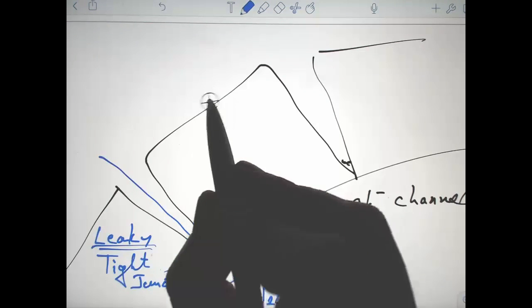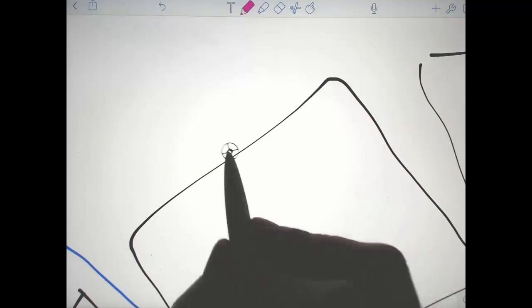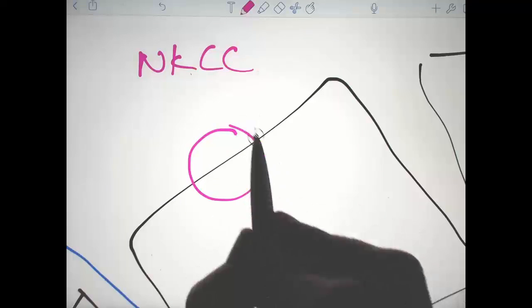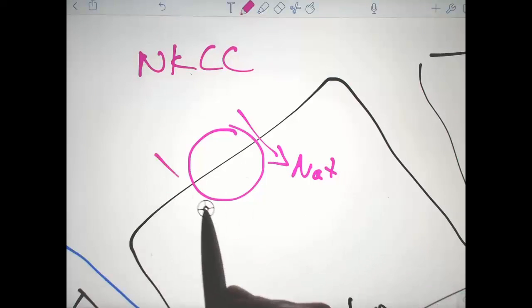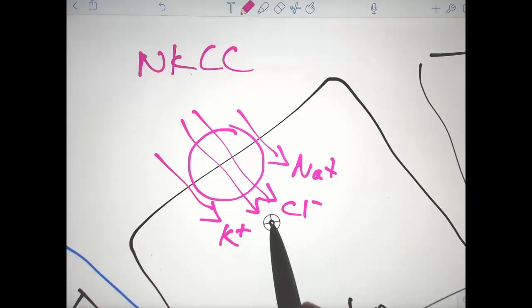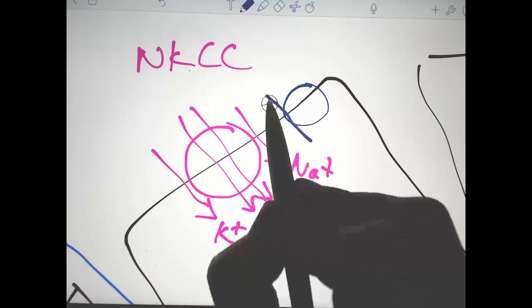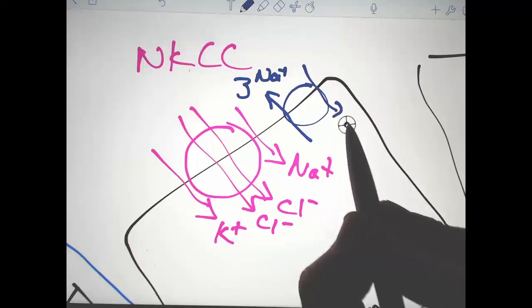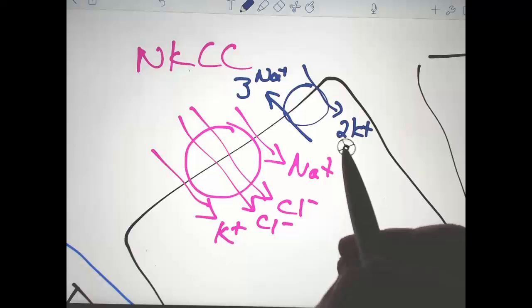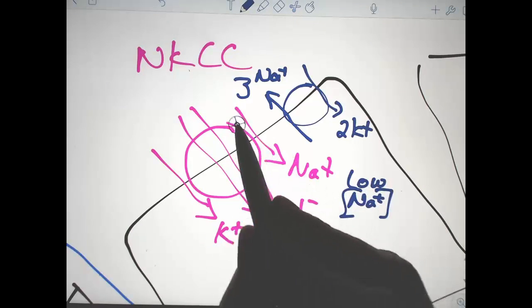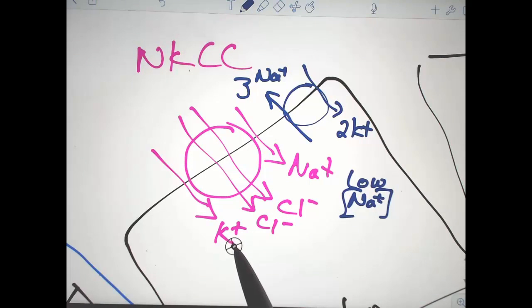Where does this chloride come from? Chloride moves into the cell through an NKCC transporter. So called because there's a sodium, a potassium, and two chlorides that can move into the cell. This is driven by the sodium-potassium pump, which is moving 3 sodiums out for 2 potassiums in, and that creates a low sodium concentration inside. So it's the sodium that's driving movement of chloride and potassium.